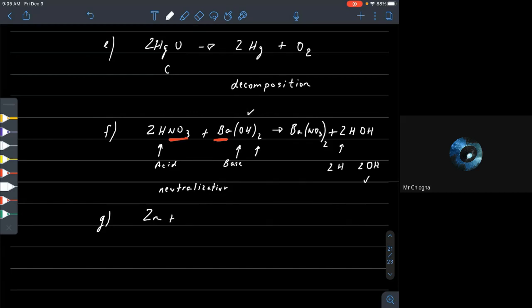Zn plus H2SO4. Here's a clue before we even begin. Hydrogen can act as a metal. In this case, it's acting like a metal. Or a non-metal in some cases. If it's on the left side, well, anyway, I won't go into detail. It acts like a metal in this case. This is a metal.